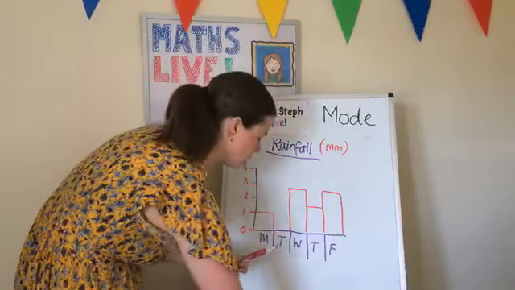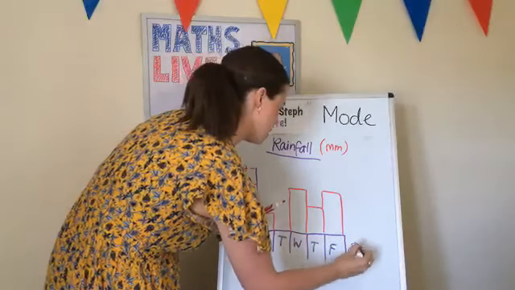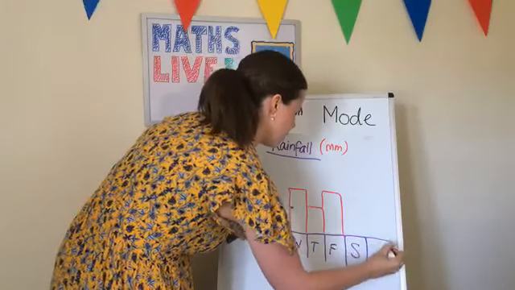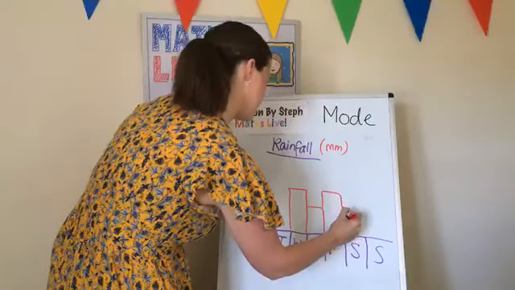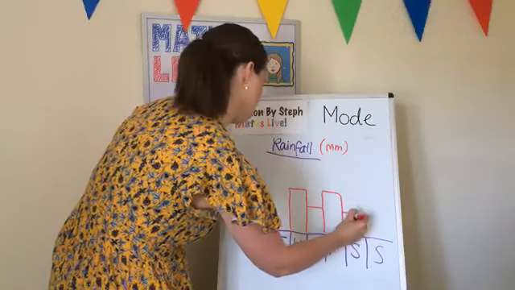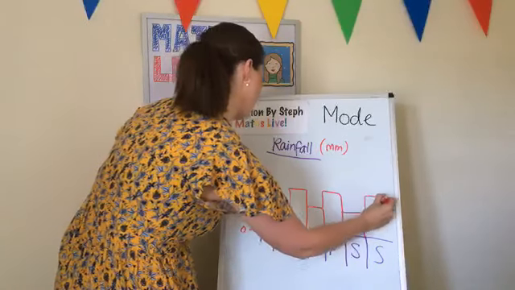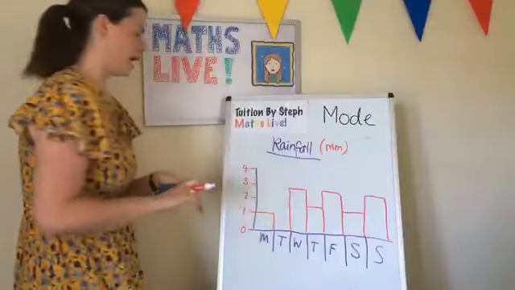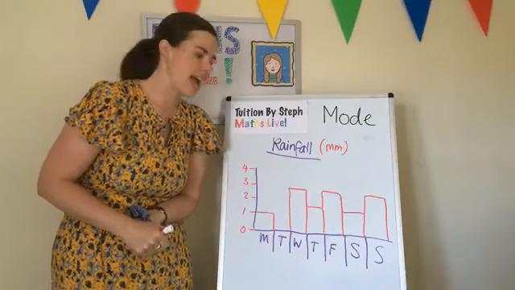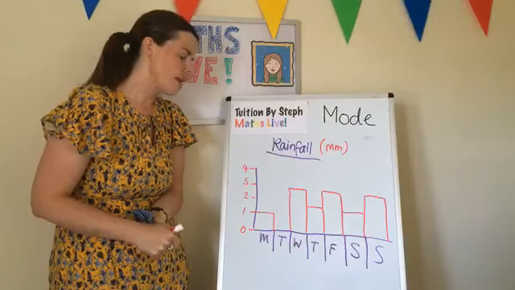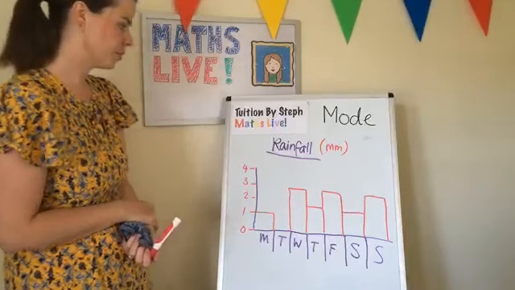I'm going to do Saturday and Sunday actually. Why not do all the days of the week? On Saturday there was 2, and then on Sunday there was 3. Okay, which is the mode day? Which is the mode day for the amount of rainfall? Which day is the mode amount?